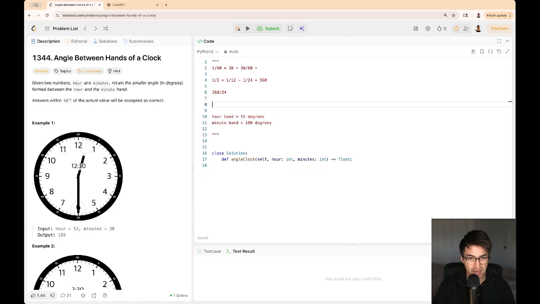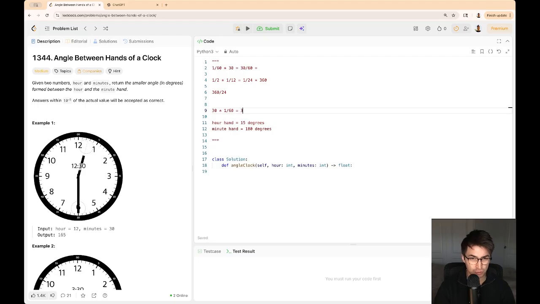But I also need a formula for finding that. So 30 times 1/60 equals 30 out of 60. So then I could take the total degrees, 360 degrees, times 1 divided by 60 times the amount of minutes, so 360 times 1/2. That'd be 180 degrees. So I suppose this is the formula for the minutes.